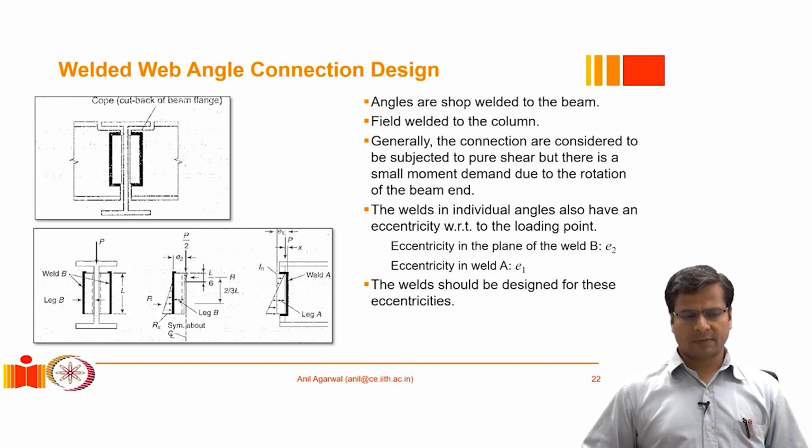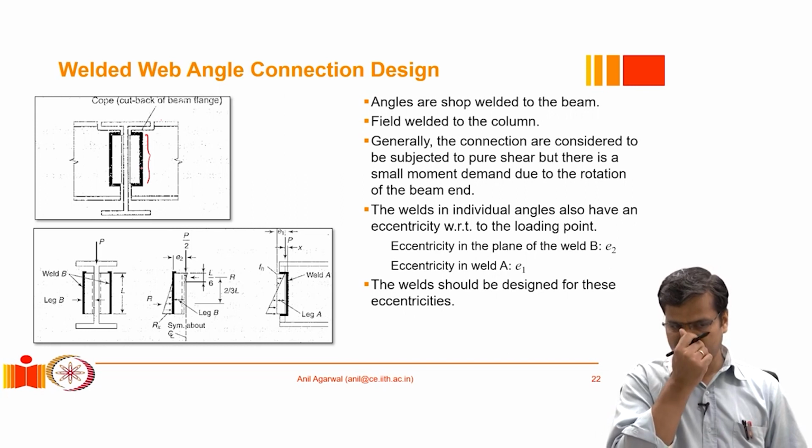There is always, as we had mentioned, that all the connections that we call simple connections still have some level of moment resistance, because we can never connect a member exactly at one dot, at one point. It always has to have some level of moment resistance.